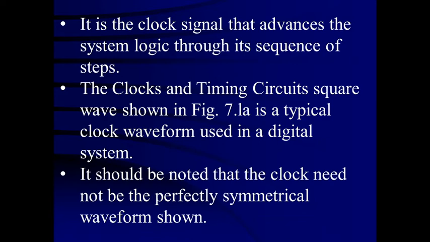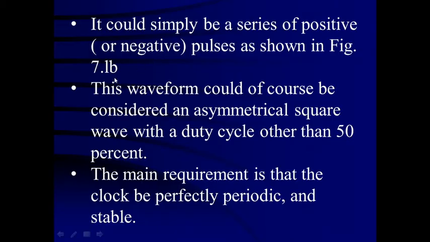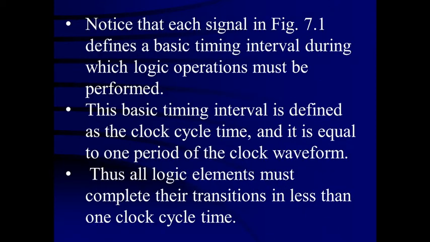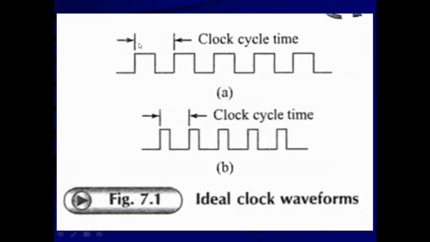The clock and timing circuit square wave is shown in figure 7.1a. It is the typical clock waveform used in a digital system. It should be noted that a clock need not be a perfectly symmetrical waveform as shown. So here this is the figure, figure 7.1, related to the ideal clock waveform.